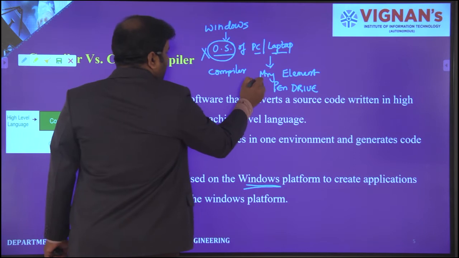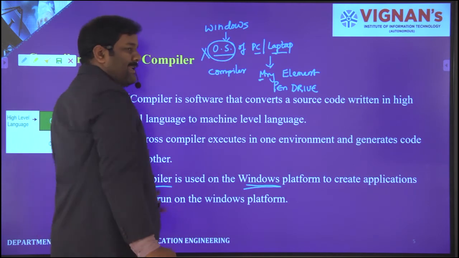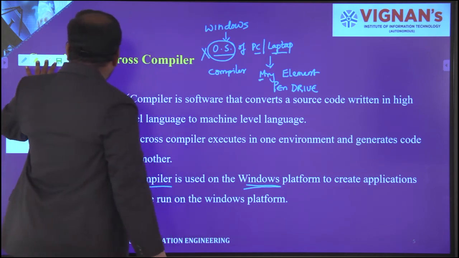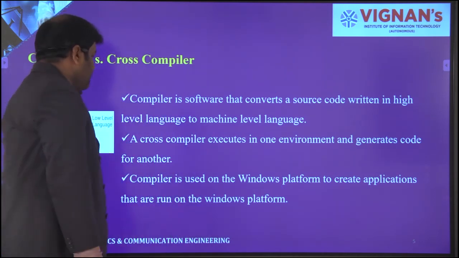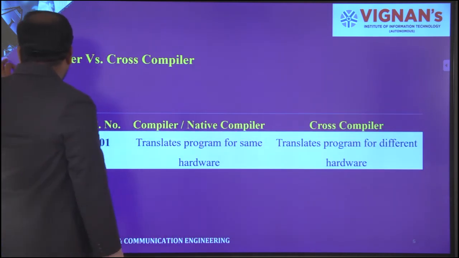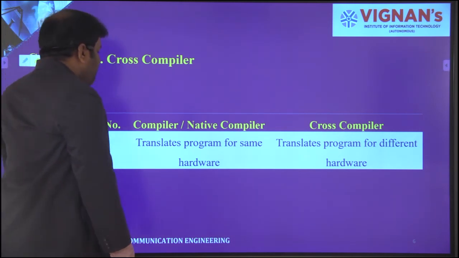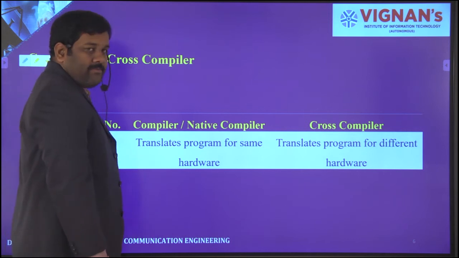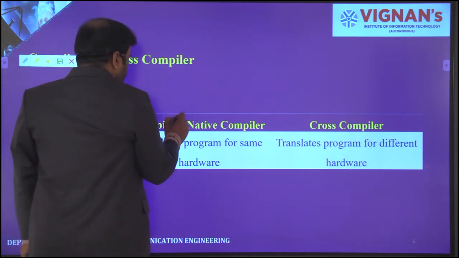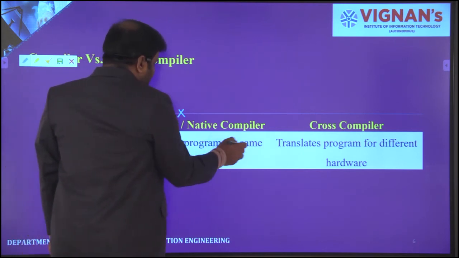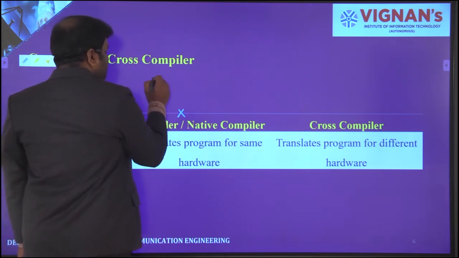If any one of the memory elements comes with an OS, then it can be used as any one of the interfacing devices. Without having that, you can't use this. So now you need to compare the two: compilers and cross compilers. A compiler translates the program for the same hardware, because it won't do any cross check. So it translates the program for the same hardware, whichever it is.